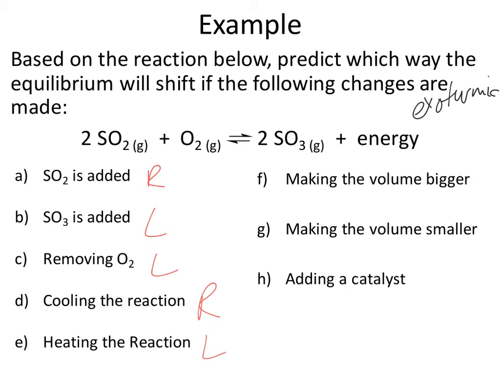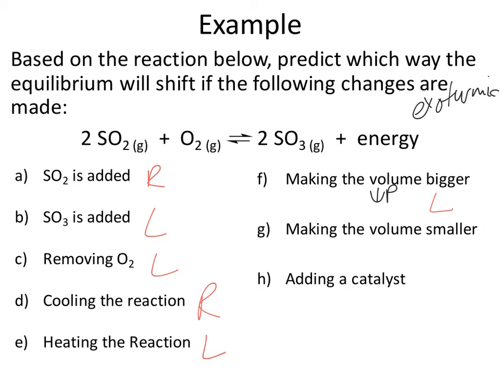All right, F. Making the volume bigger. Okay, well, we can see that all of these are gases. So if we make the volume bigger, that's going to reduce the pressure. So if the pressure is reduced, it's going to want to increase the amount of pressure. The only way that we can do that is by increasing the number of moles. Here we have 2 moles, and here we have 2 plus 1, we have 3 moles. So what LCP is going to predict is that equilibrium is going to shift to the left to go to the side that has more moles. More moles means more pressure. So ultimately, this will shift to the left.